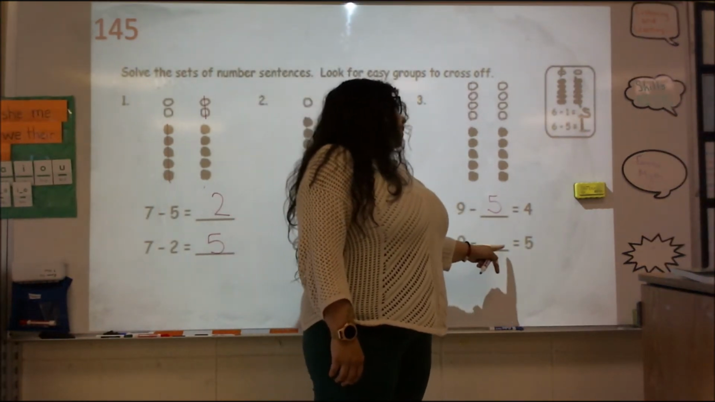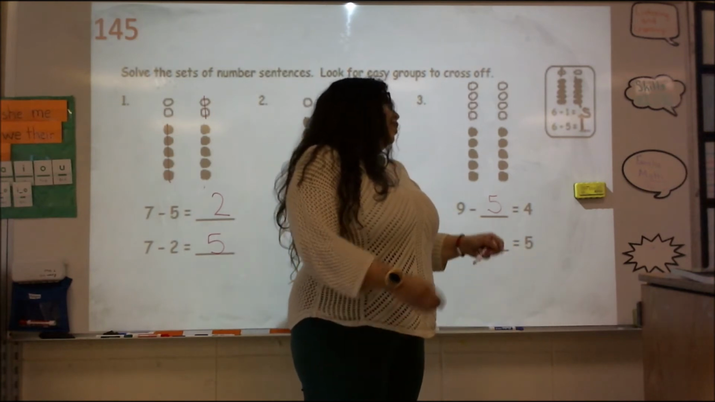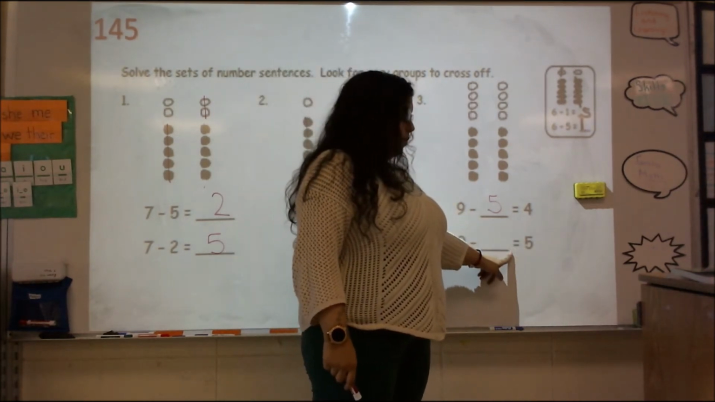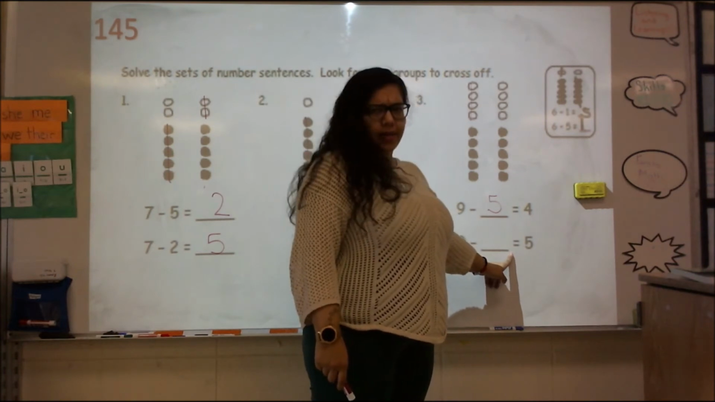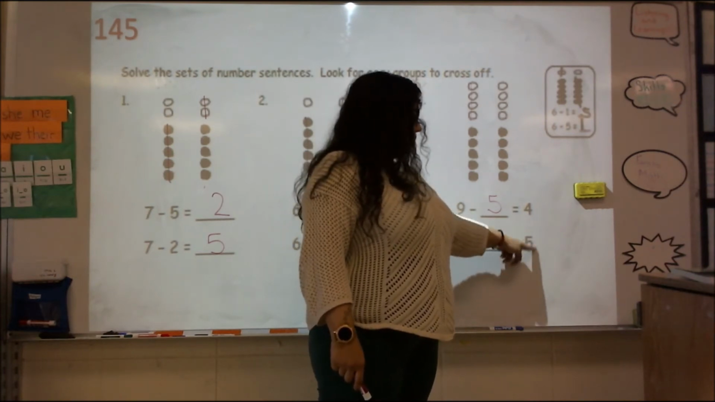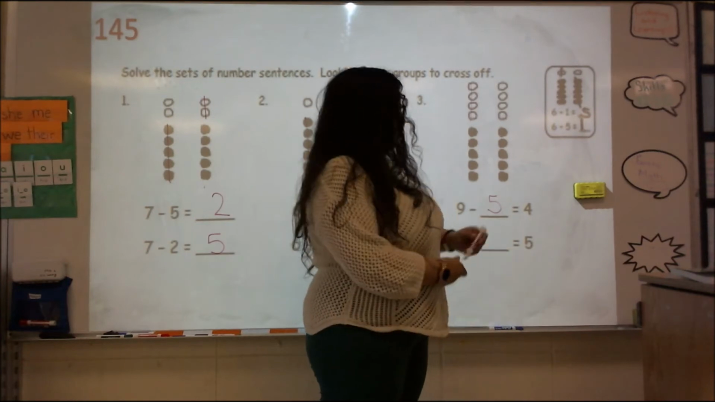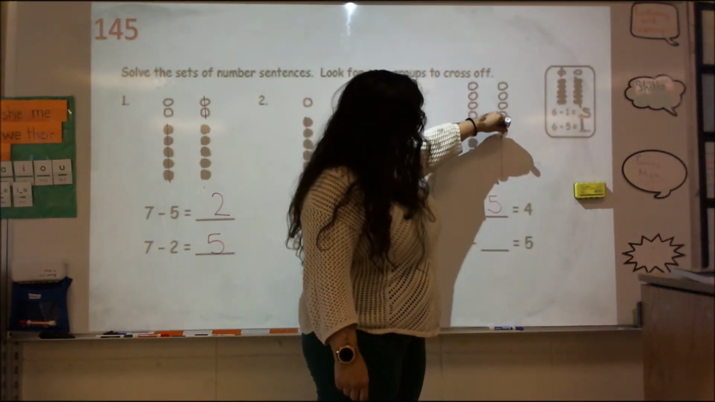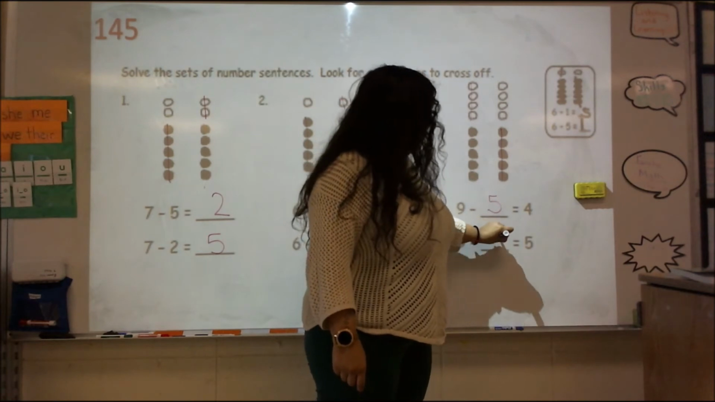9 minus blank is equal to 5. Well, this time, what should we cross off? Well, first off, we know we're not going to cross off the part we don't know. That's more work that we need to do. We're going to cross off the known part, which is the group of 5. So crossing off the group of 5, I think my marker's doing that. Group of 5, we see that we're left with 4.